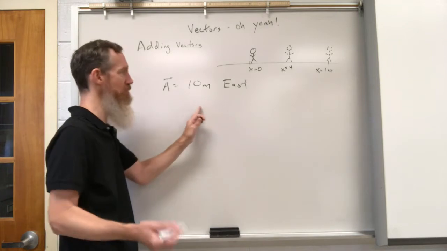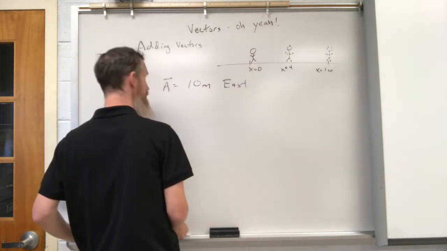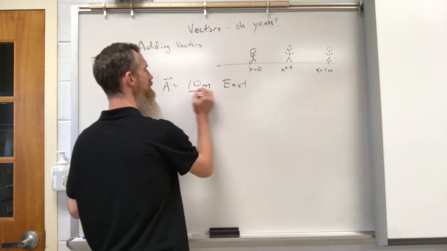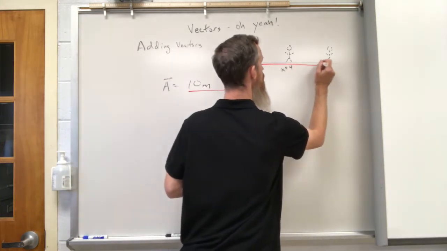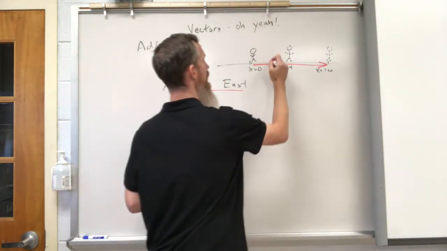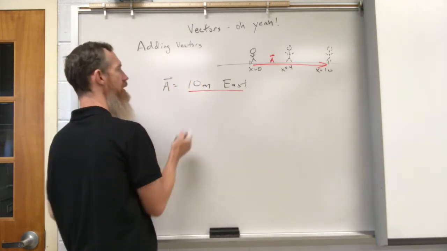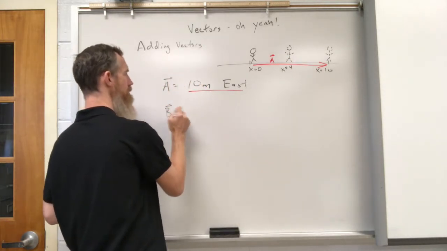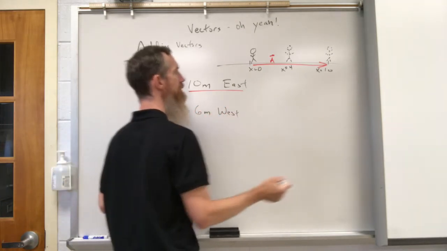So we can draw that arrow, right? So this person walks, and you know what, let's do it in red. 10 meters to the east. So this person walks 10 meters to the east. And that would be my vector, that would be vector A. And then they walk backwards. Now that's a different vector. And so they're going to walk 6 meters west.